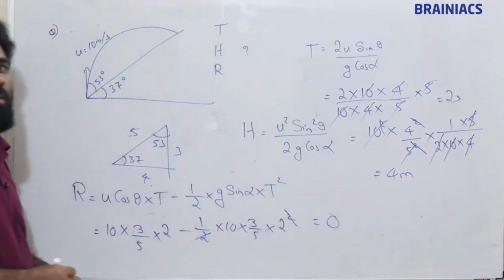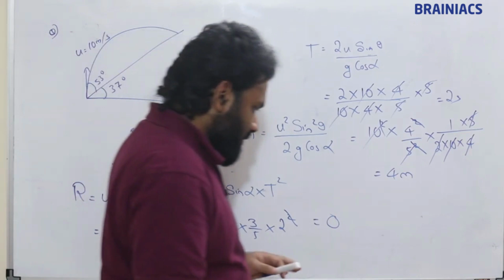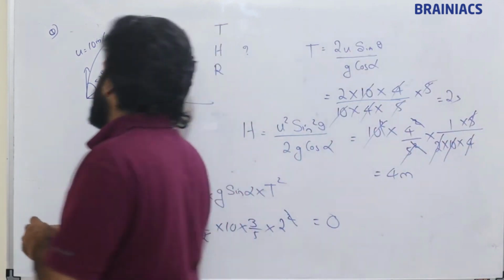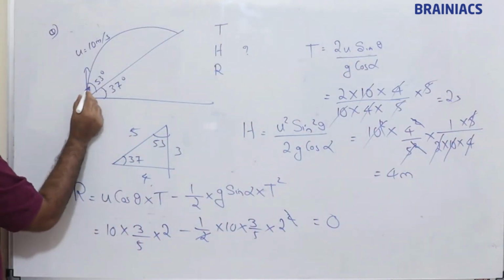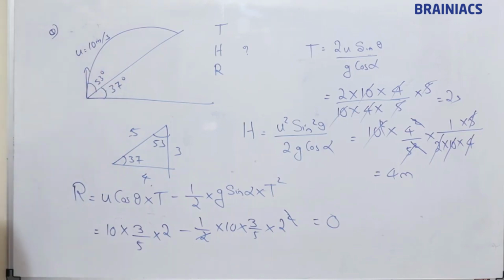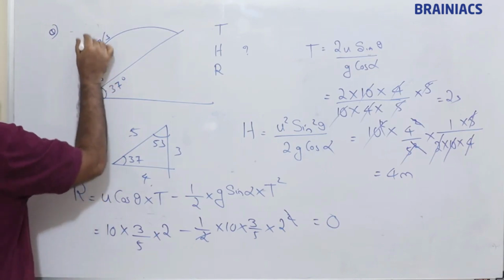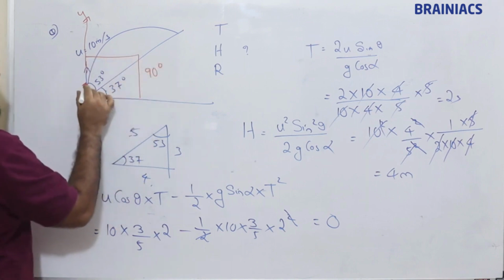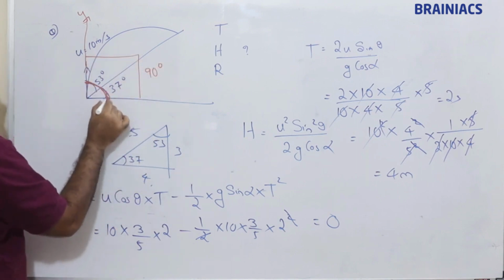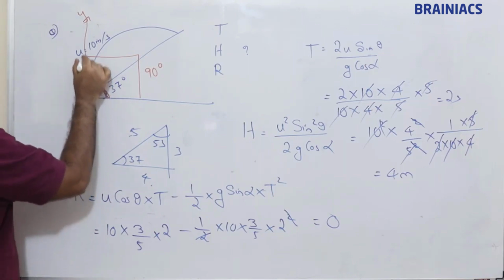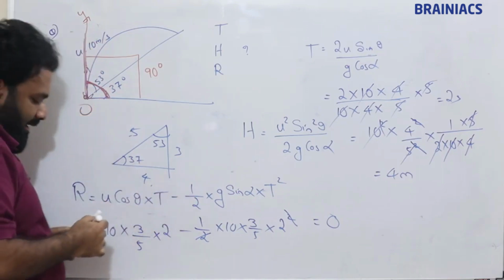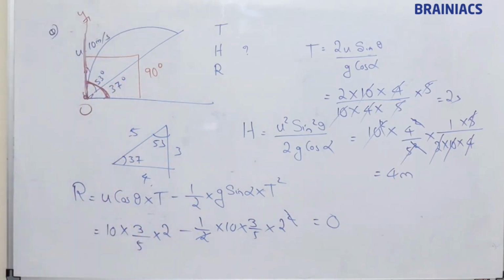So range will be 0. Clear? So range is 0. Hope you understood. Why is range 0? If we put 37 plus 53, this is actually 90 degree. 53 plus 37 putting together, so they are projecting actually in this direction. Then it will come back to the origin itself. That is why range is equal to 0. Okay, note it down.